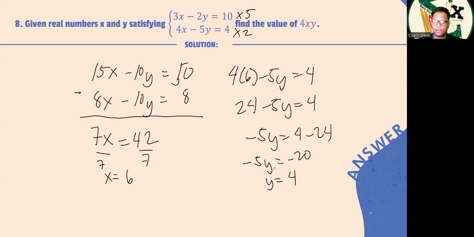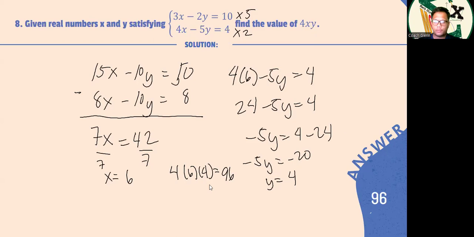Now we have the value of x and y, so we just need to solve for 4xy. So we just plug in our values that we solved. So we have 4 times 6 times 4. So 6 times 4 is 24, and 24 times 4, that's going to be equal to 96. So final value here should be 96. Yep. Okay, any questions for this one?